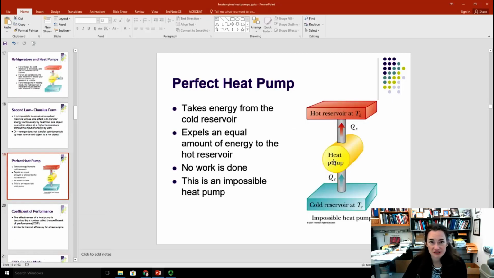So here would be a perfect heat pump, and you can see that there's no useful work coming in from the outside from the grid or anything like that. And you just have energy jumping magically from the cold reservoir to the hot reservoir, and that doesn't happen. Okay? So this is an impossible heat pump.